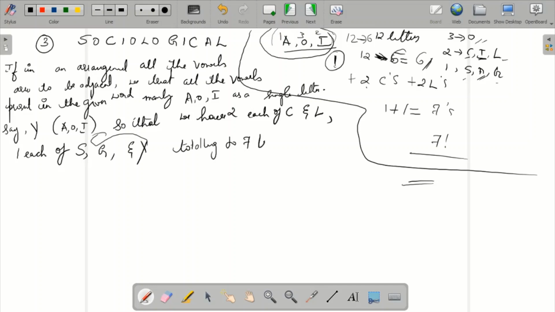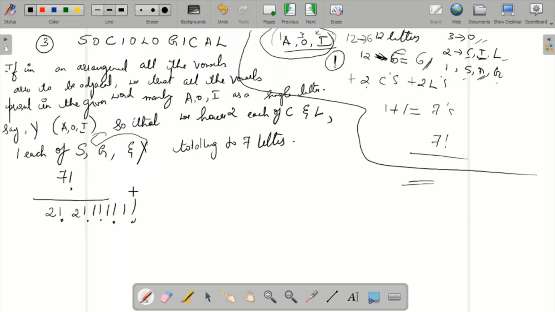7 letters. So these can be arranged in 7 factorial divided by repetitions, excluding this, because this is taken as a single term. So we have 2 factorial for C, 2 factorial for L, 1 factorial of S, 1 factorial of G and 1 factorial of Y. Y is nothing but AOI.